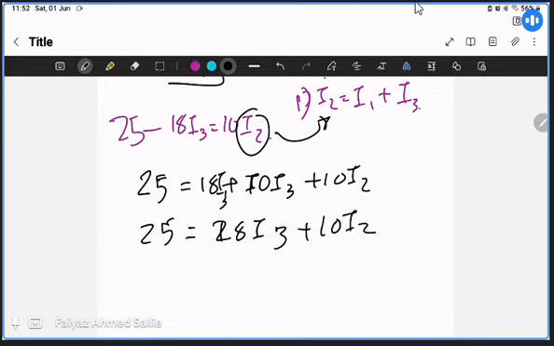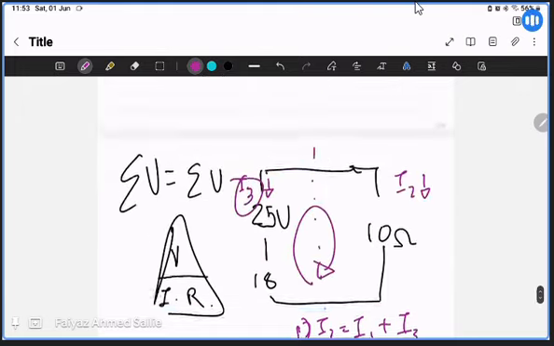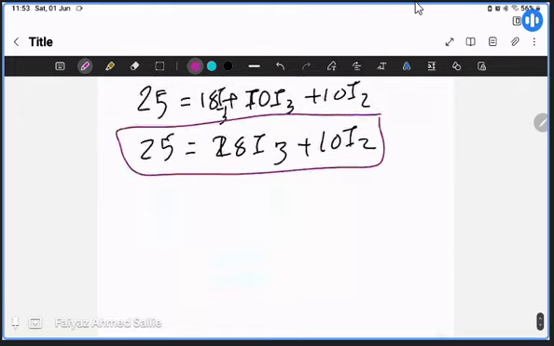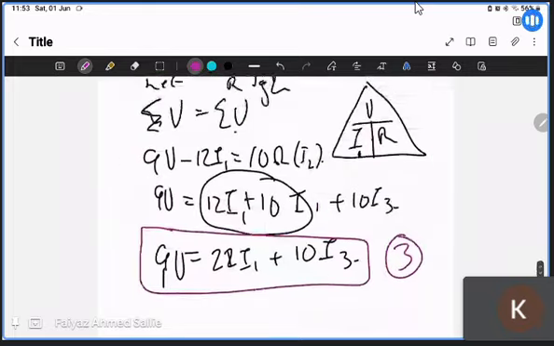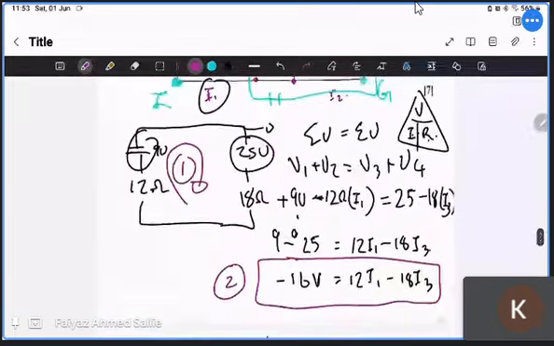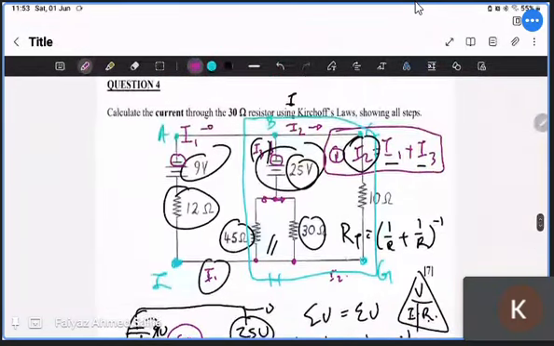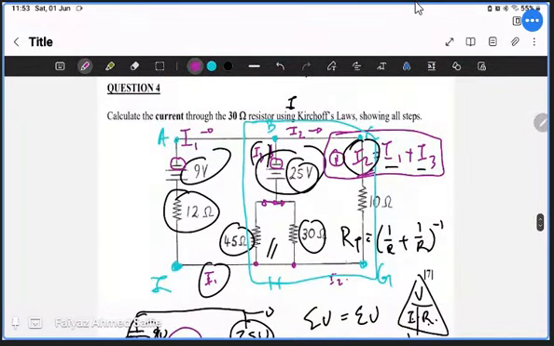So now we have another equation. This is going to be equation number 4. And that's equation number 3, that's equation number 2, and that's equation number 1.